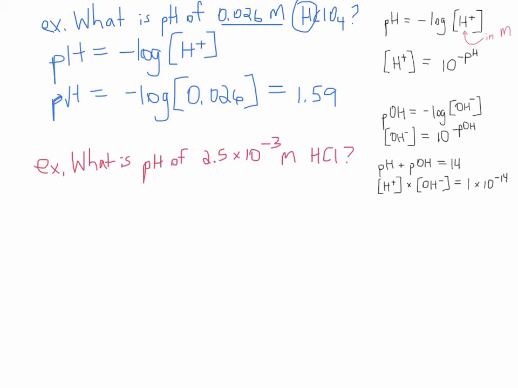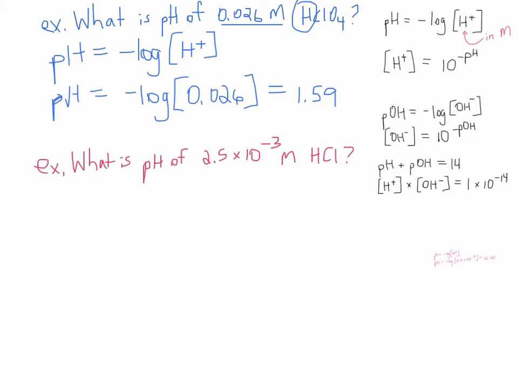Next, I'm giving you this example for you to work out on your own. So the example is, what is the pH of 2.5 times 10 to the negative 3 molar HCl? So please pause the video now to find that pH on your own, and I will show you the solution when we come back.